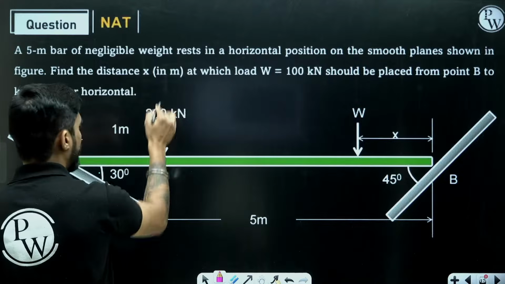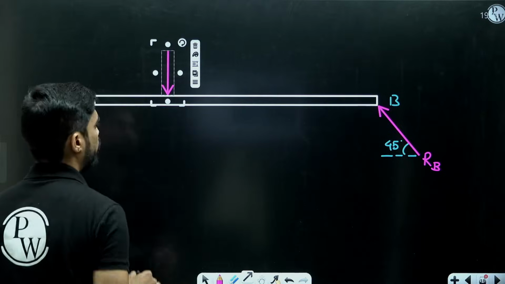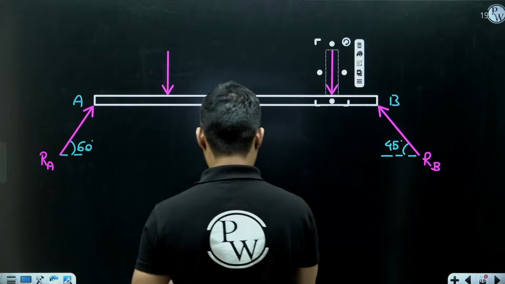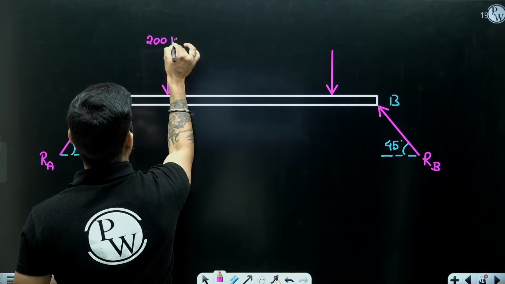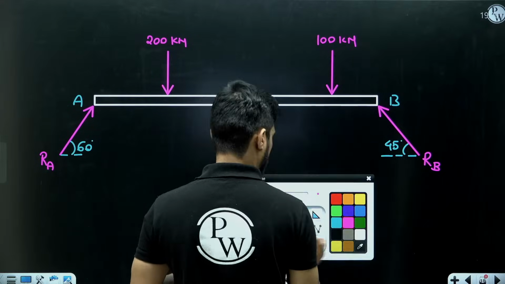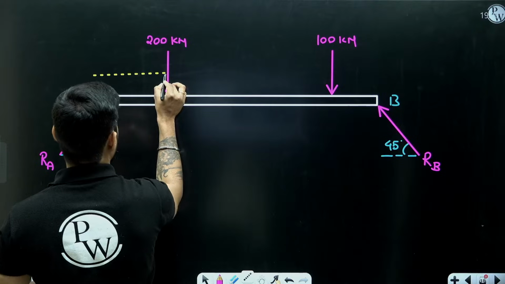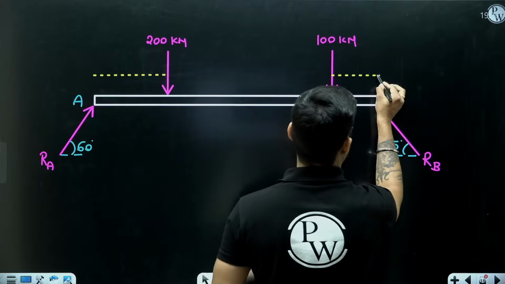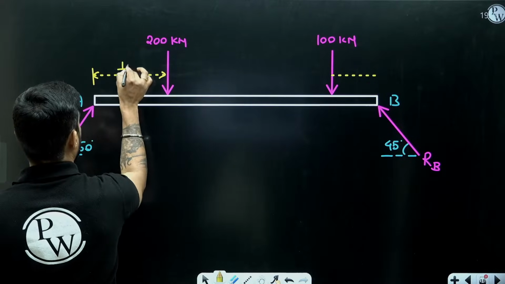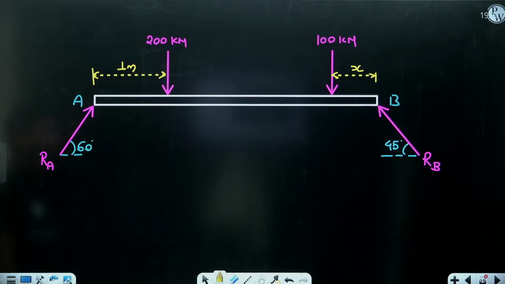Now 200 kilonewton acting at 1 meter from A. So what will be the distance of this 100 kilonewton? This is 200 kilonewton. This is 100 kilonewton. We have this distance, and we need to find this distance. This distance is 1 meter. Let's say this distance is x meter. So we need to find the value of x.